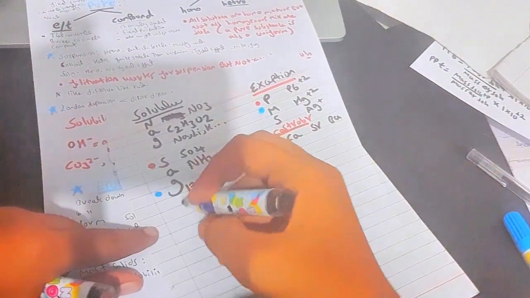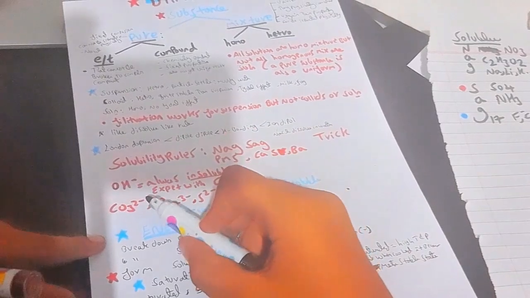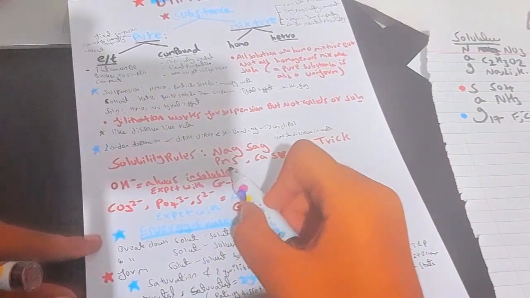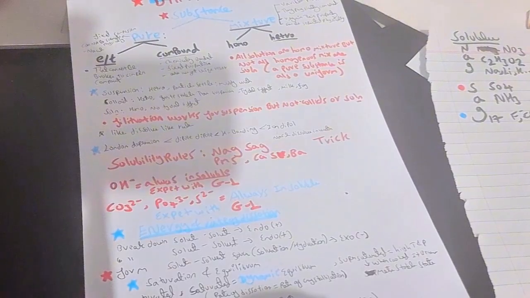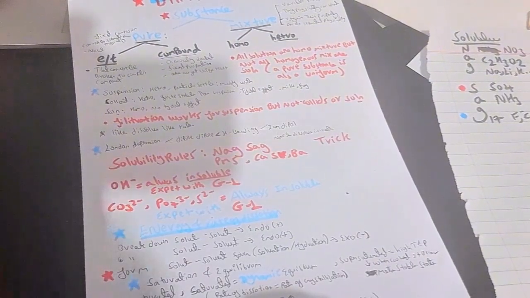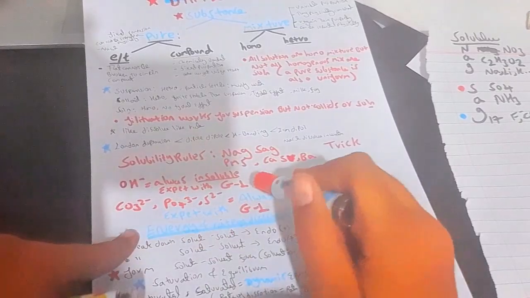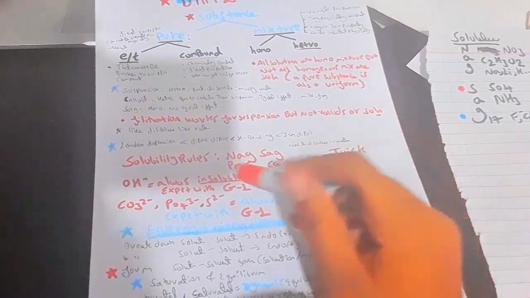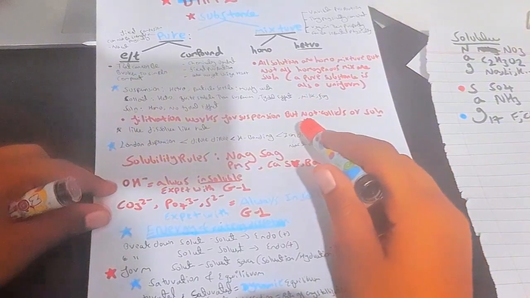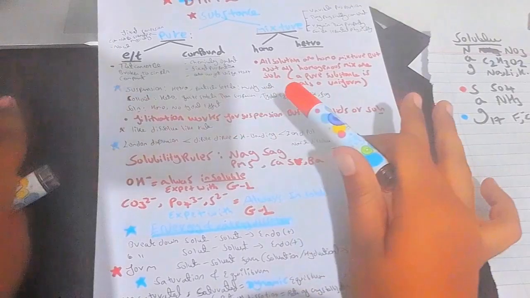And another thing I stated here: oxide groups are always insoluble, except with group 1. The carbonates, phosphates, and silicates are always insoluble. The exception is when they come with group 1; they're always soluble when they come with those. And hydroxide ions are always insoluble, but when they come with group 1, they're always soluble.